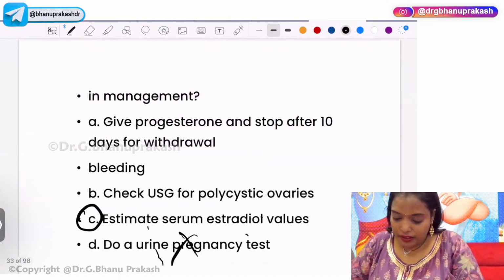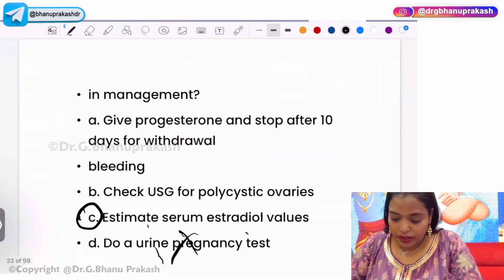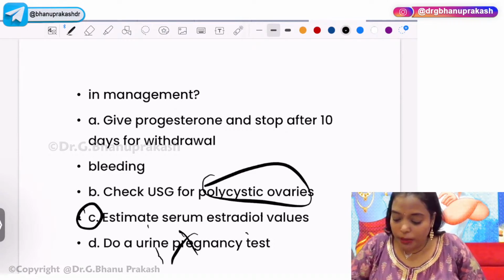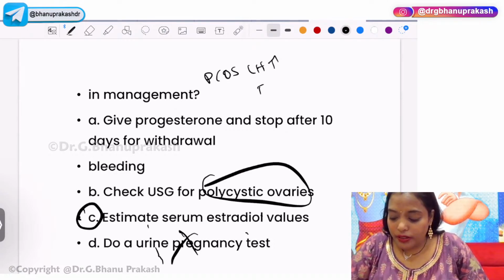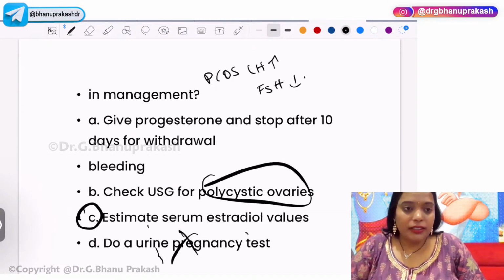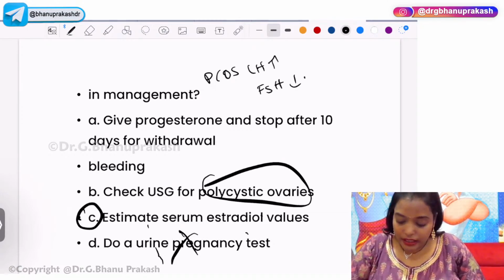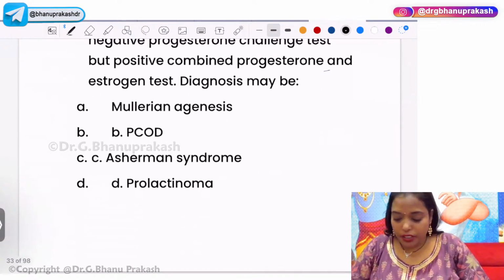Which one? See, when you are giving progesterone, checking for PCOS is not possible. In PCOS, you will have more LH and less FSH. In PCOS, LH will be more and FSH less. That's why it cannot be PCOS. No need to check for PCOS.